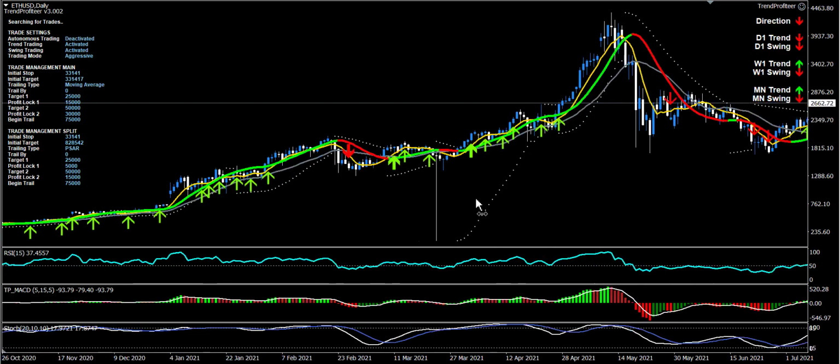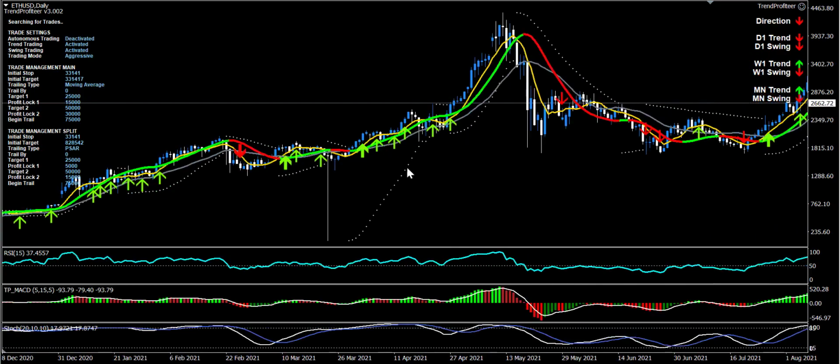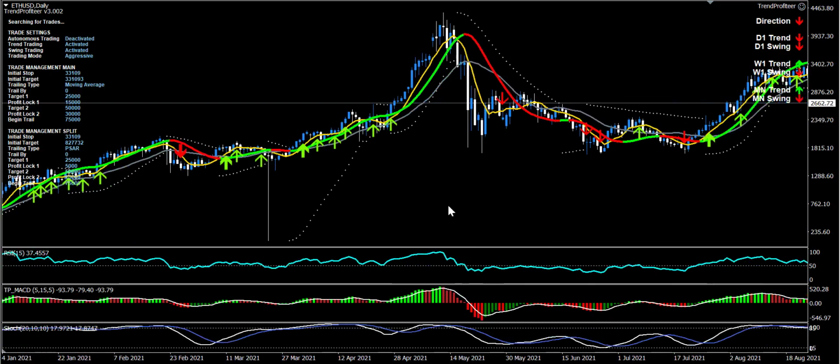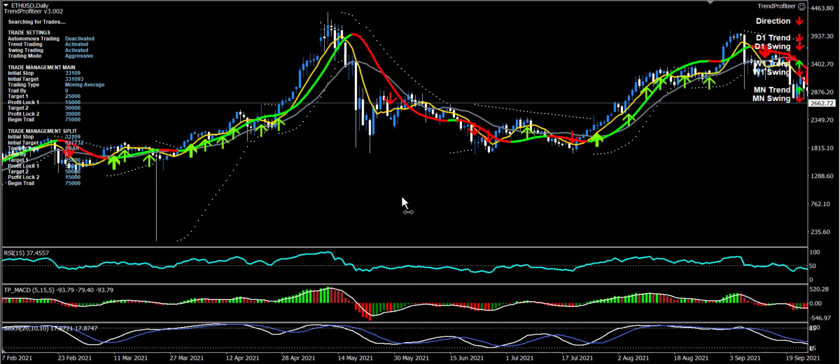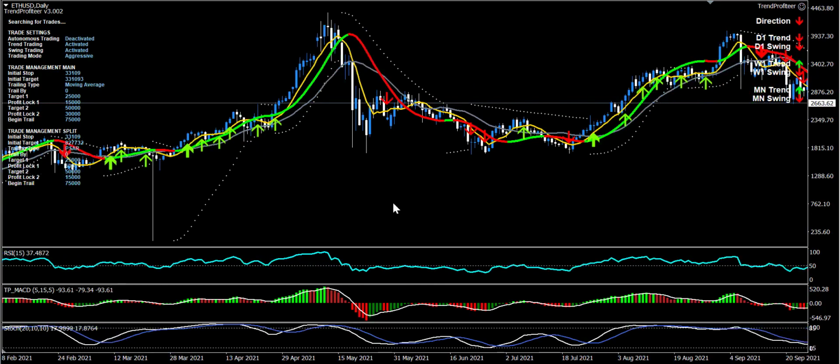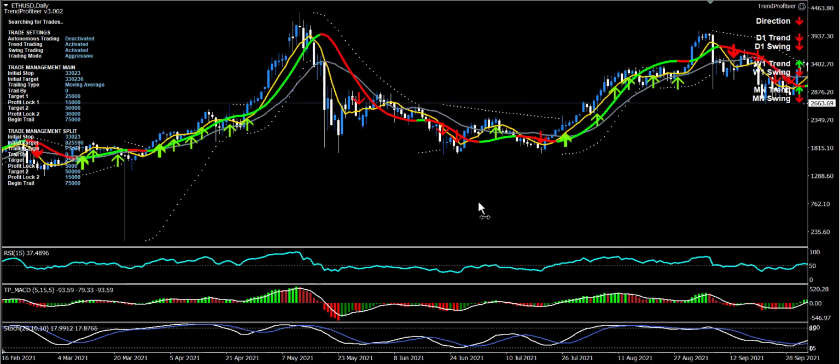So here we get another good example of a power trend followed by several power swings adding to your position, especially if you're in profit and you've got locked in profits. Why not add to your position? Because the end result is that you're going to make more money if the price continues in your intended direction. Now, having said that, you always need to lock in profits. And another great thing about Trend Profiteer is it does all of that for you.